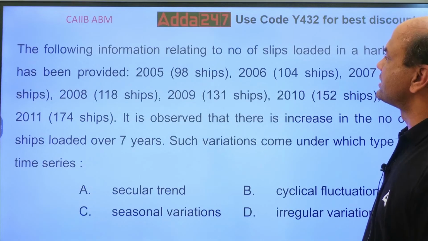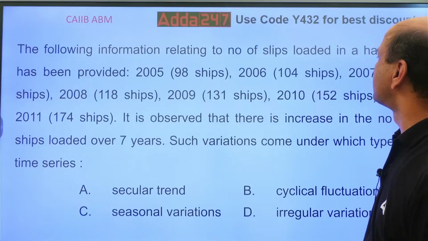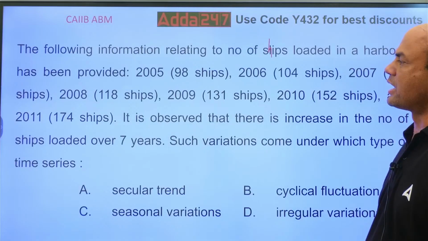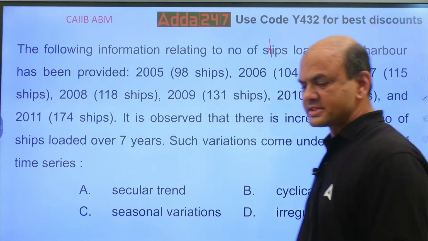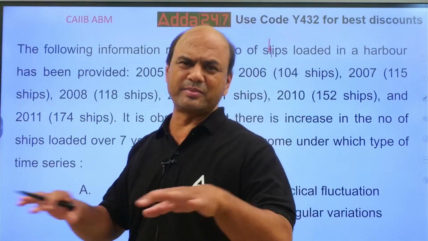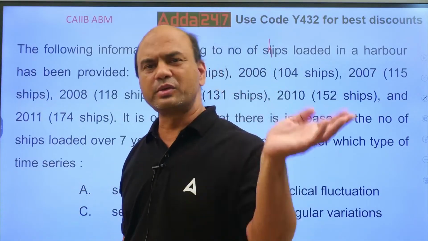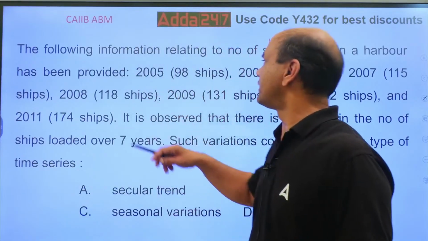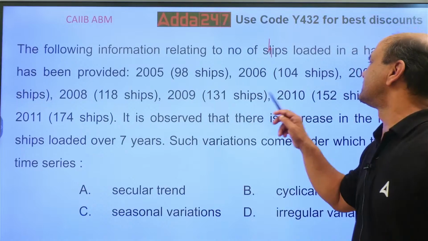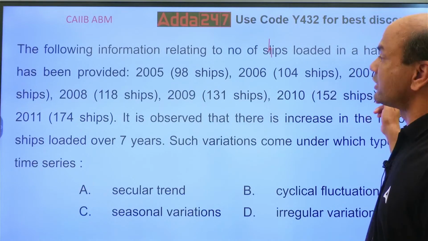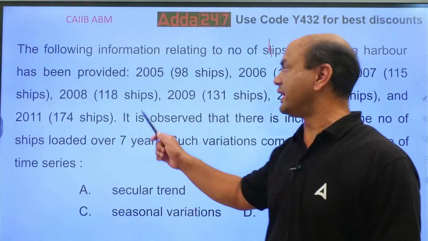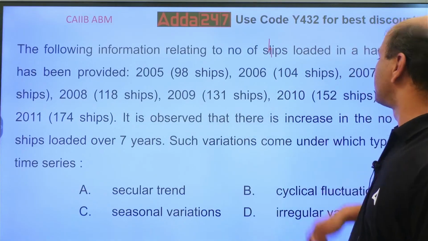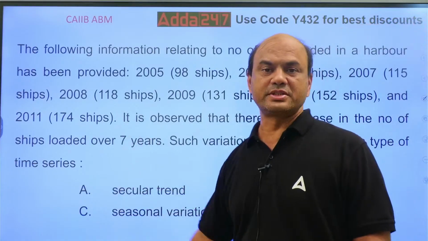The following information relating to the number of ships loaded in the harbor has been provided. So, ships loaded in the harbor, the port where the ships are loaded. Okay, so how many ships are loaded? Let's see. 2005, 98 ships. 2006, 104 ships. 2007, 115 ships. 2008, 118 ships. 2009, 131 ships. 2010, 152 ships. And 2011, 174 ships.